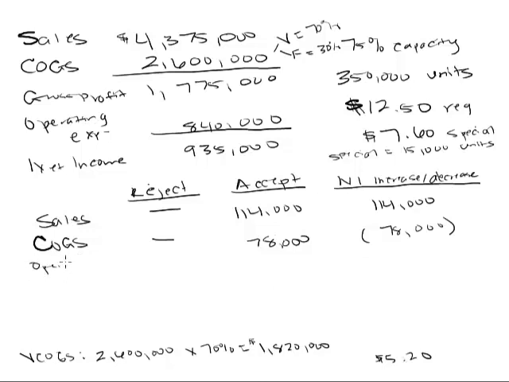So what about operating expenses? Anything to consider there? Well, again, if I'm rejecting, I don't have to consider anything because I'm not making the 15,000. So what about if I accept?